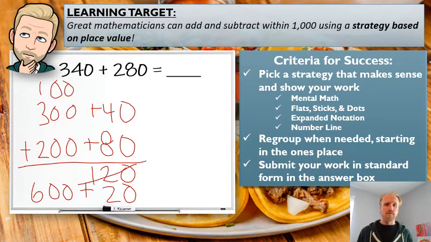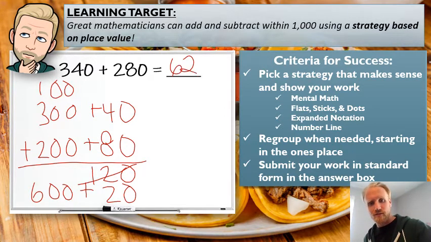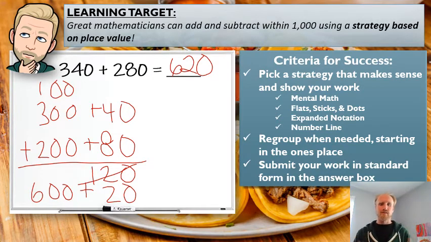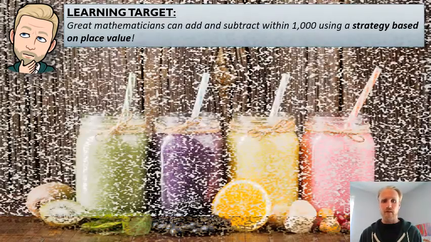All right, so that leaves us then with 600 plus 20. So how would we write that now into standard form? All right, 620. Nice job. Give it to me. Boom. All right, so you saw I used expanded form to help me add these two numbers together. I regrouped them in the tens place to make another 100, and then I made sure I rewrote my number into standard form.